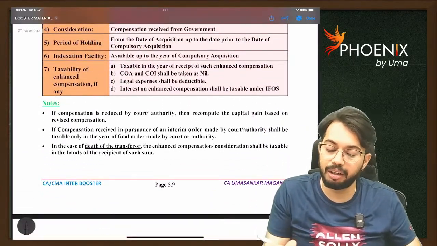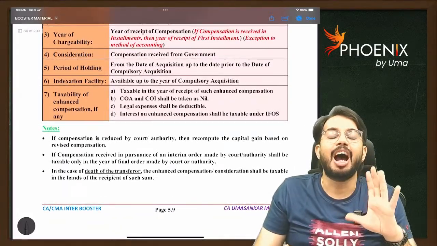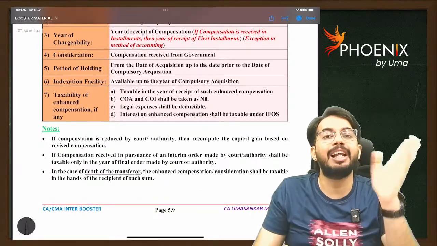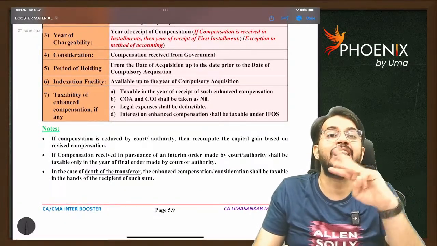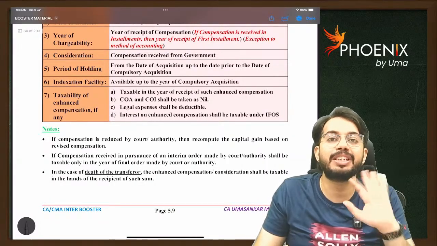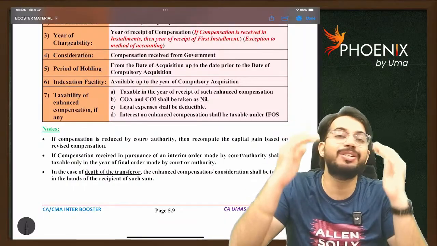Now, revision. For example, let's say I got 80 lakhs compensation. I'm not happy with 80 lakhs. I filed a case for getting an extra 30 lakhs enhanced compensation. The court gave judgment that 80 lakhs compensation is very high, give only 50 lakh rupees compensation. Now the court reduced the compensation.